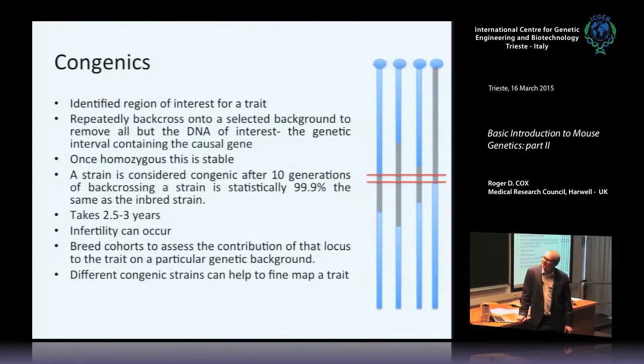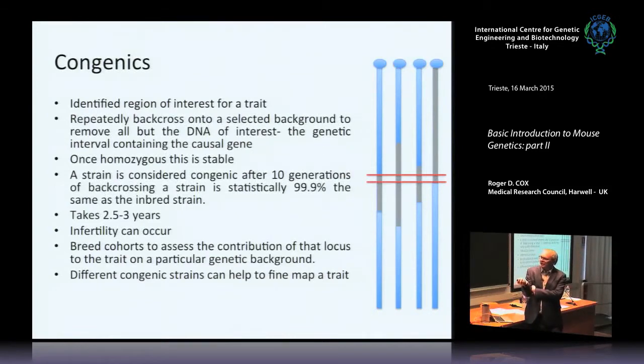Congenics, this is a little bit different. If you've identified a region of interest for a trait, you can repeatedly backcross. The colors aren't very strong on here, but say you've got a trait controlled by a gene in here, you can repeatedly backcross onto a selected background to remove other bits of DNA, and then you phenotype these individual congenics. So they have a clean genetic background, but they have small segments of DNA, and recombination events make these smaller and smaller. And if you collect different individuals, then you have different breaks in different regions.